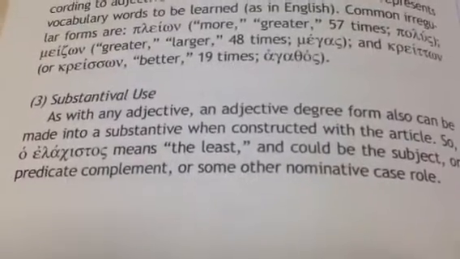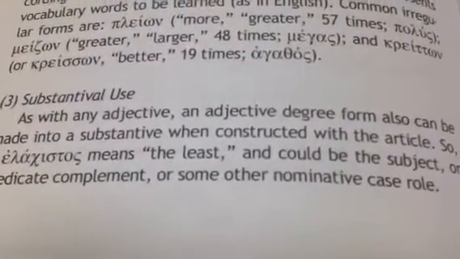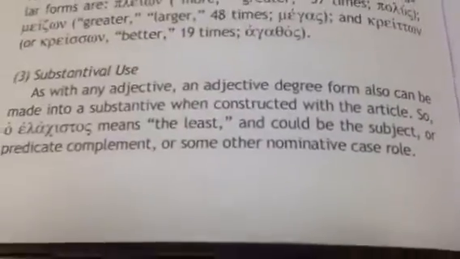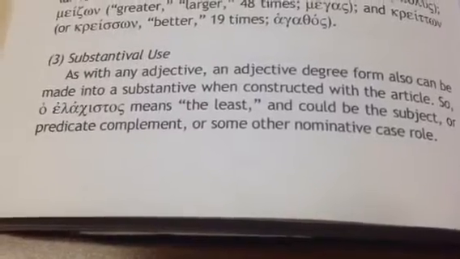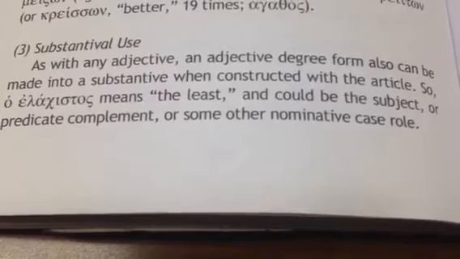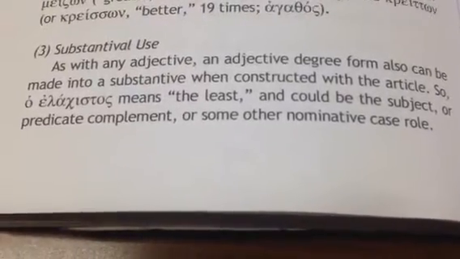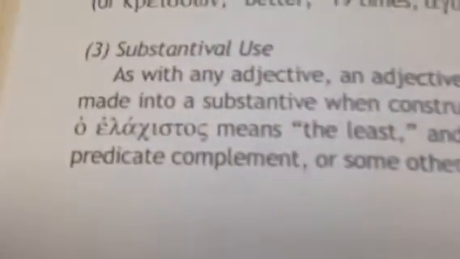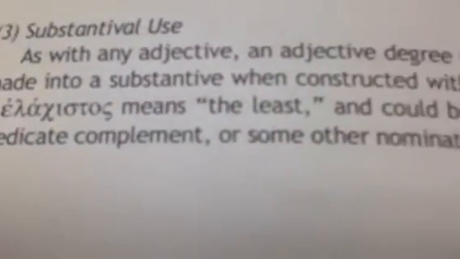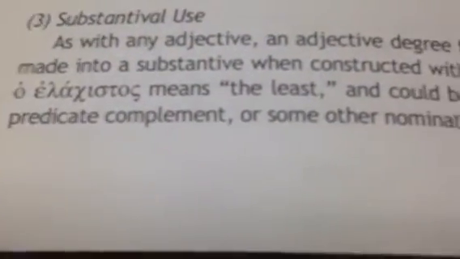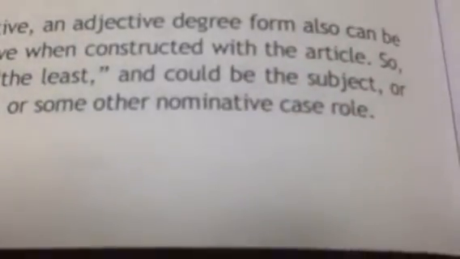So we have substantival use. Just like with any adjective, an adjective degree form can be used. So that would be yet another way to control this idea of expressing comparison. And you can do that with the help of an article. So ho elachistos means the least, and it could be the subject or the predicate complement, or some other nominative case role. So look for the nominative.